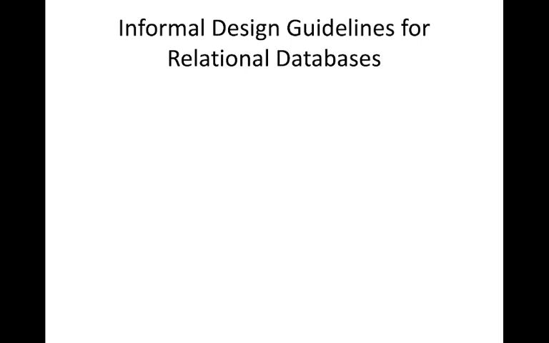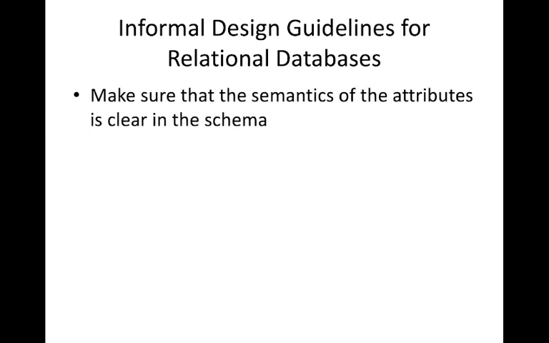Now we will see some of the informal design guidelines. So these are all informal guidelines. We will see about formal guidelines in the next lecture. In this lecture, we will simply see about informal design guidelines for relational database. So first informal guideline is make sure that the semantics of the attributes is clear in the schema. So we should make sure that the semantics or the meaning of the attributes is clear in the schema. In the schema means in the tables.